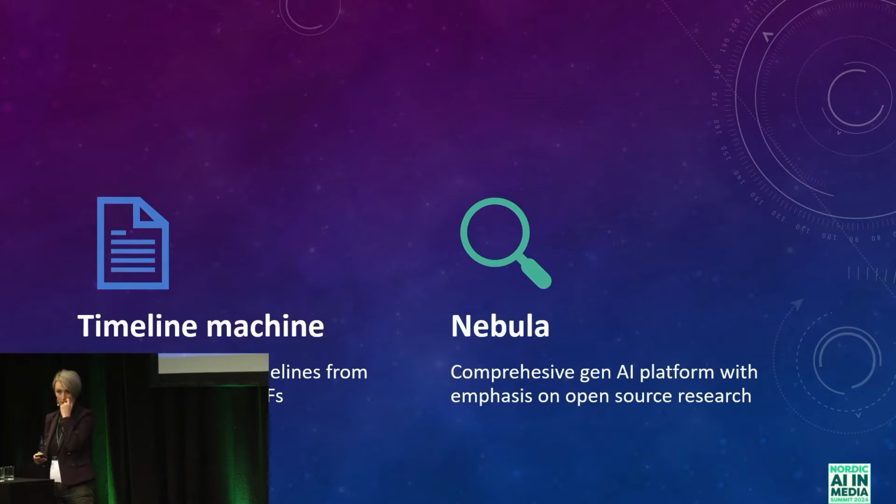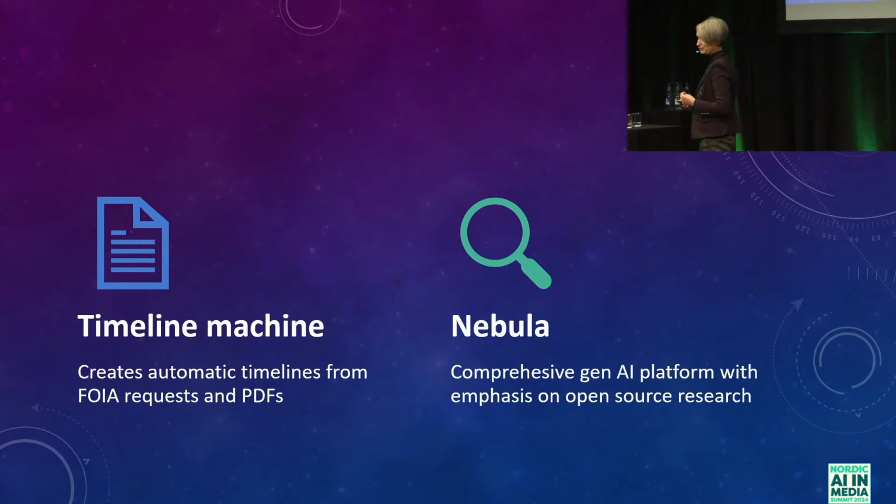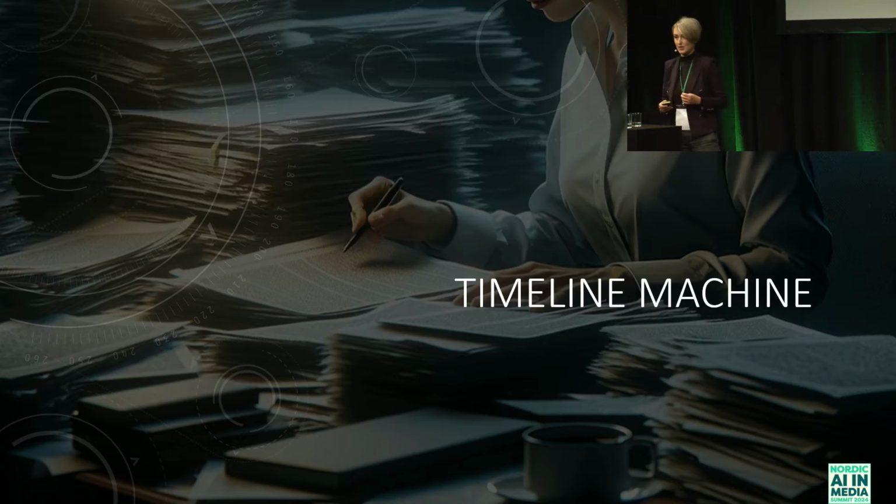Today I'll be showing you 2 tools. One of them is a timeline machine, which can generate timelines automatically, and the other one is a generative platform for journalists called Nebula. So for the timeline machine, why do we need it at all?